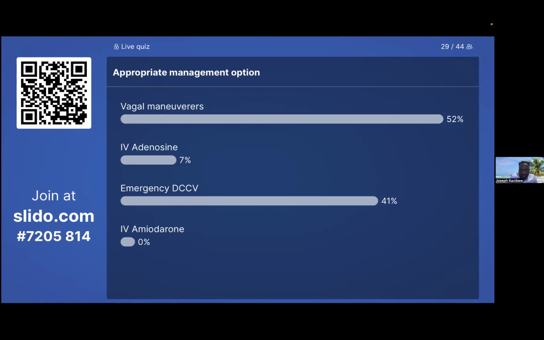Okay. Right. So most people have gone for vagal maneuvers, followed by emergency DC cardioversion, a few adenosine and amiodarone. Very good. So that was one of those ones I inserted in, and that highlights a learning point, plus the basics. So clearly the correct answer here is DC cardioversion, but why is it the case?